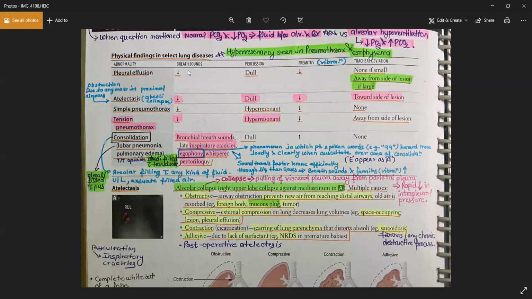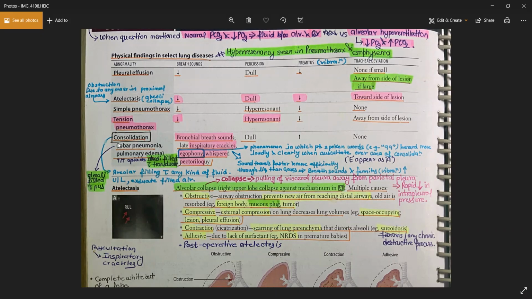You check for the percussion. If the percussion is hyperresonant, then simple, you will be having a pneumothorax. If you're having a dull percussion, it could be effusion or atelectasis. Then you check for the vibration, and this will be the same in both of them. But if you're seeing tracheal deviation towards the side of the lesion, that means atelectasis. If away or no deviation at all, that means effusion. So that's how you differentiate between the different conditions.